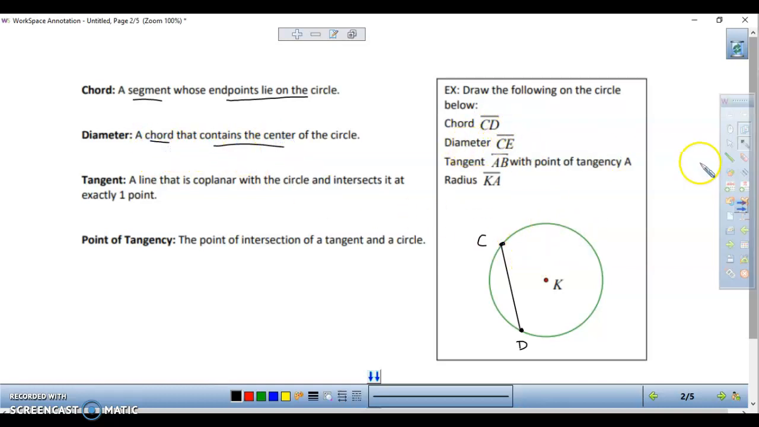So if I want to draw a diameter CE, I'm going to start at C, go through the center of the circle, and put point E over here on this part right here. There we go. There's my diameter.